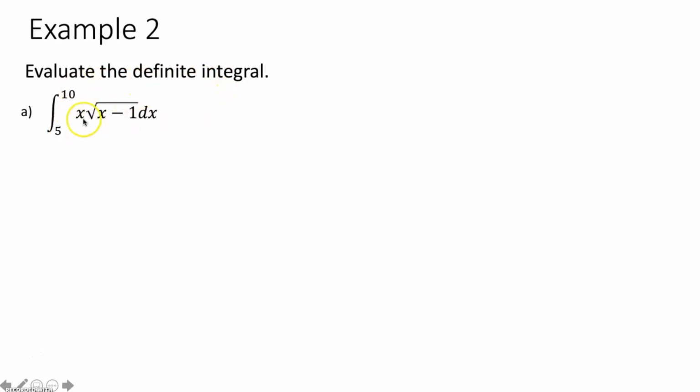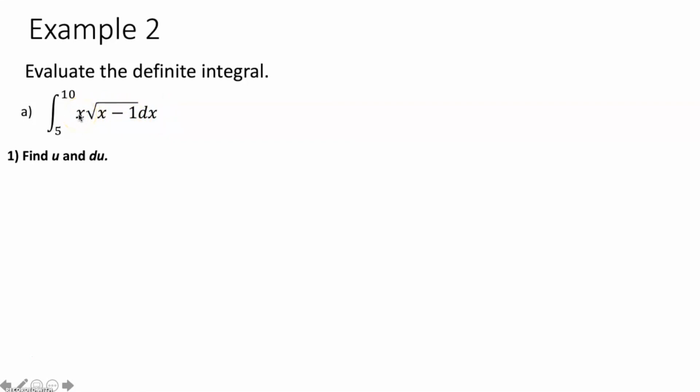We have a definite integral, and this time we have a function being multiplied by a function within a function. So this is clearly going to require u substitution. The only question is, what are we going to set u equal to? Well, usually you set u equal to whichever function, if you take the derivative of that function, would equal the other function. But that doesn't happen here, because if I set u equal to x minus 1, the derivative of that is just 1, which doesn't take care of this x over here.